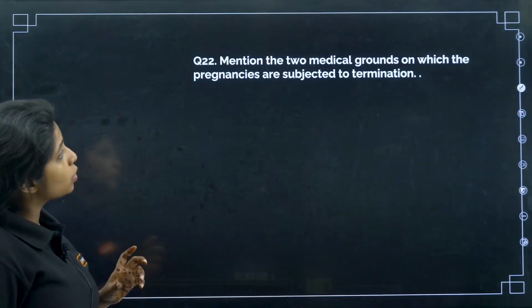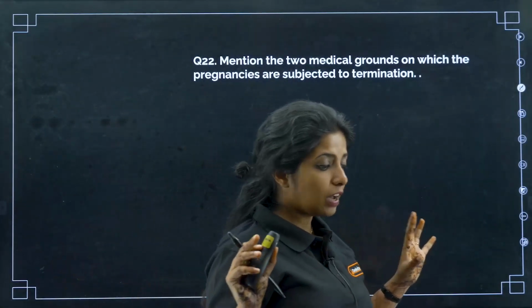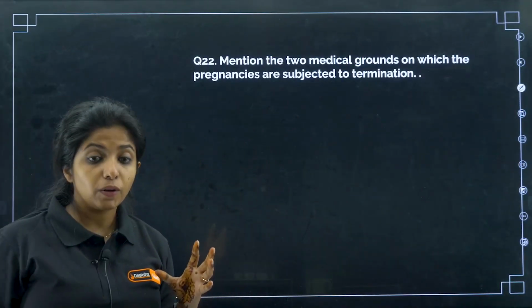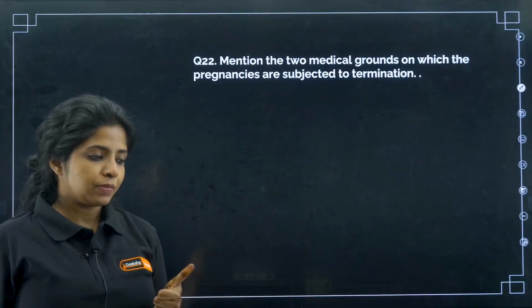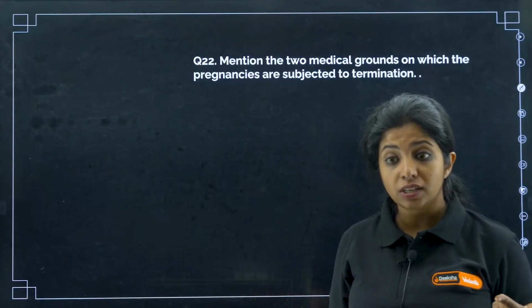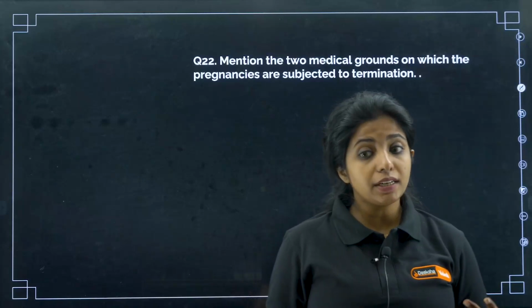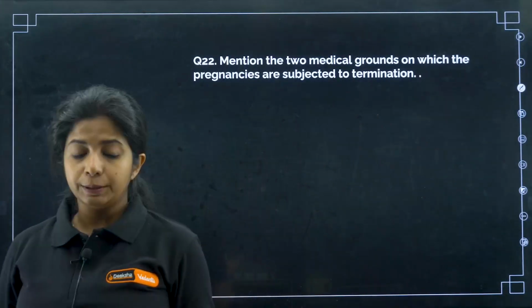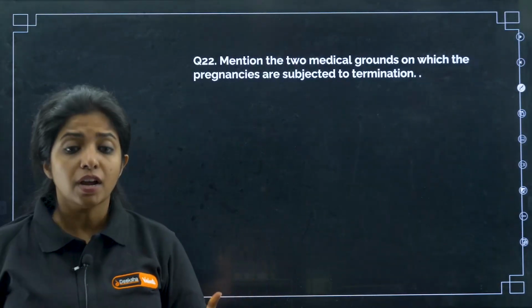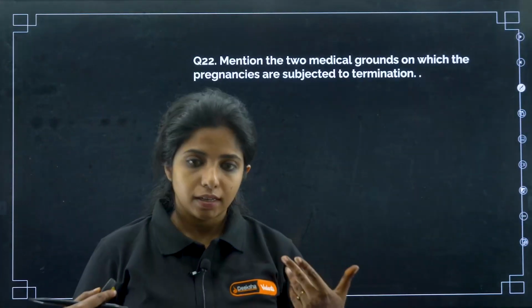Mention the 2 medical grounds on which pregnancy is subjected to termination. On what 2 reasons is the government okay with medical termination of pregnancy? First, when it becomes dangerous for both the mother as well as the fetus, or when the fetus has some diseases or disorders which cannot be treated well and could be problematic for the future. Or when it is unwanted, for example in the case of rape, at this point of time also MTP is suggested.